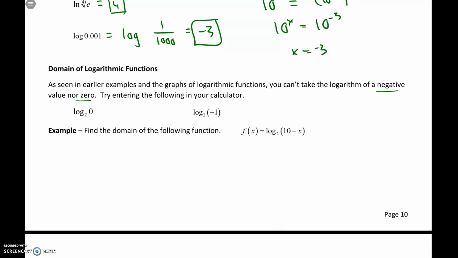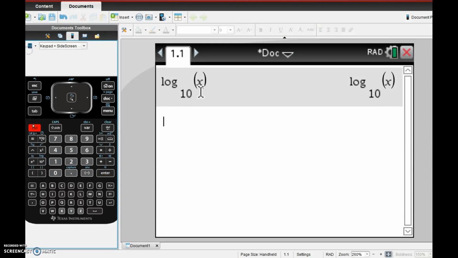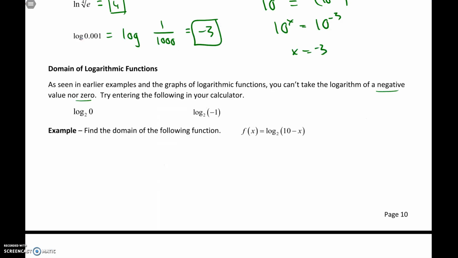So what happens if we take the log base 2 of 0? Log base 2 of 0. It says undefined. Okay. This is kind of synonymous with dividing by 0. Like you just cannot do it. I mean, it's not the same, but it's like that.